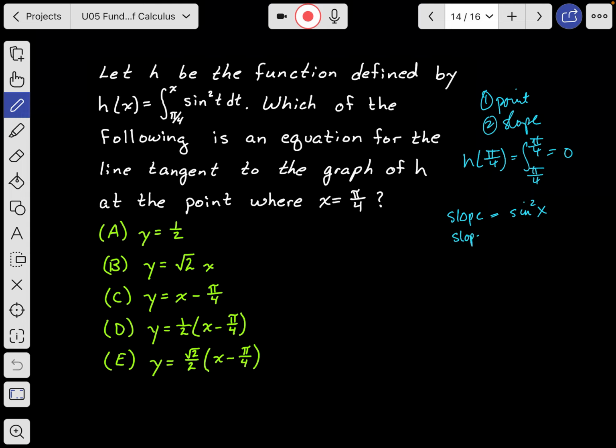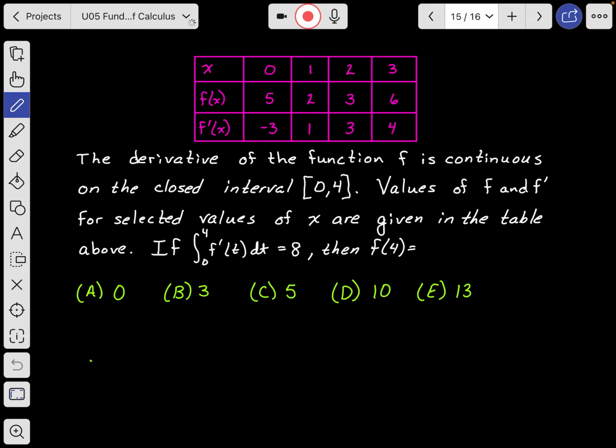All right, so now we need the slope evaluated at pi over 4. So it's going to be sine of pi over 4, quantity squared. So the value at pi over 4 is root 2 over 2, squared is 2 over 4, which is 1/2. Now we can find our point-slope form: y minus y1 is equal to m times x minus x1. And find your answer.